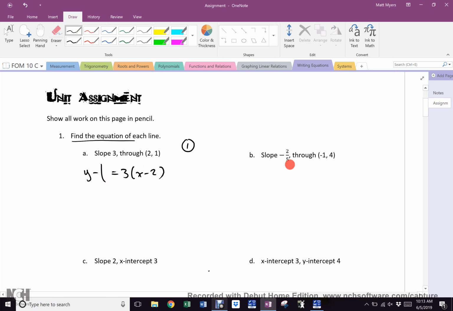What are we doing with the next one? Same thing. Y minus 4 equals negative 2/5 x plus 1. Now, let's pretend that you were like, I have a slope. I better do slope-intercept. Could you still? Yeah, because you would do y equals 3x plus b, and that's an x. So what would you do with that 2? You'd put it right there. And that's a y, so what would you do with that 1? You'd put it right there. It's fine. It'll catch up. And then you would solve for b, and then you would have it.